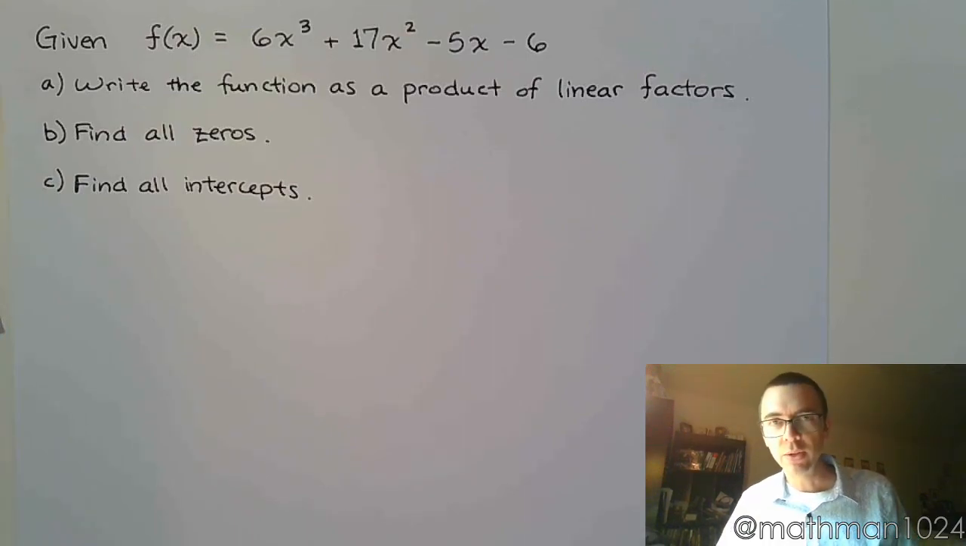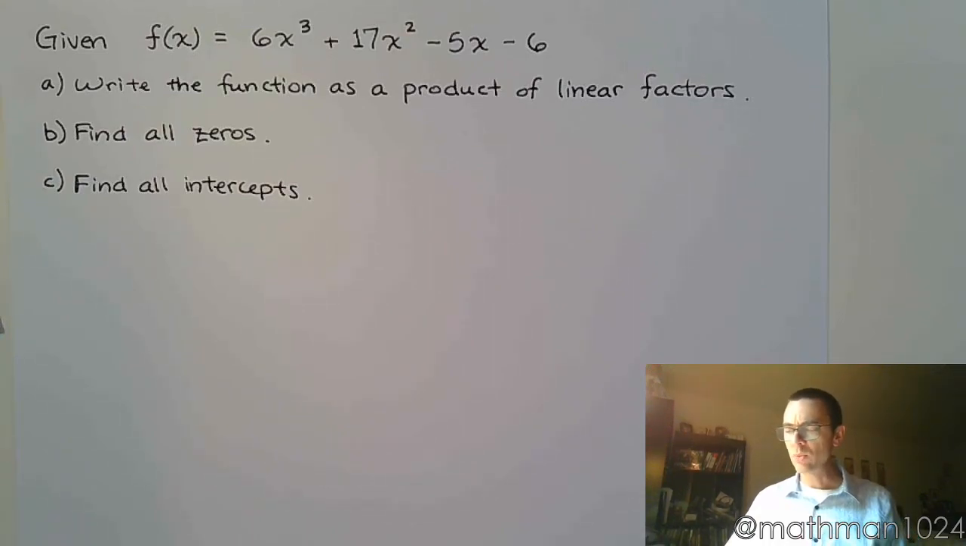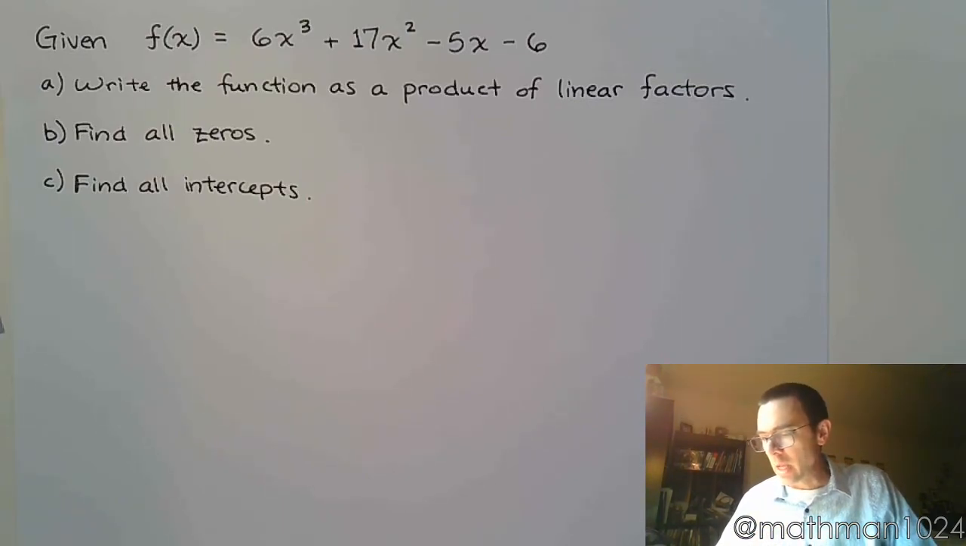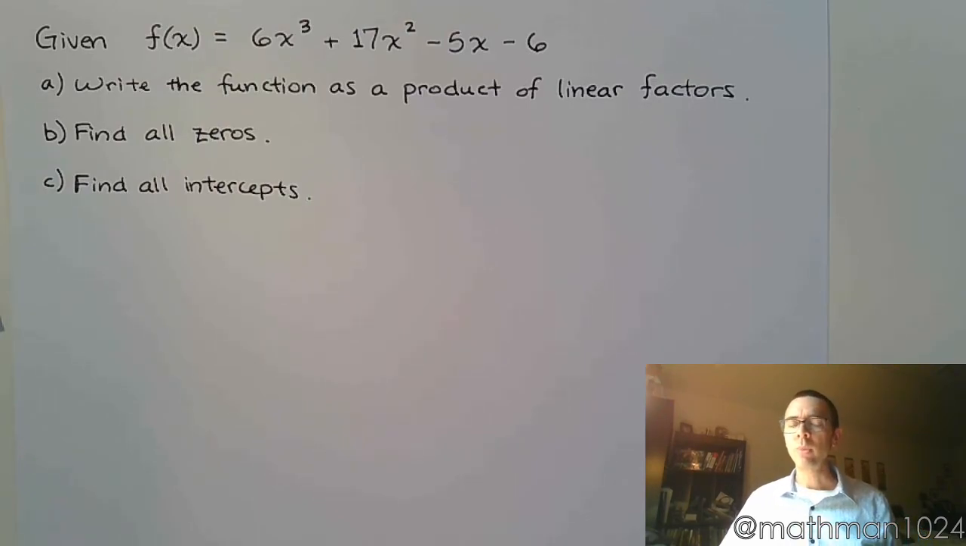In this video, we have another polynomial function, and we need to find all of the factors. We need to find all the zeros and all the intercepts. Unfortunately, we haven't been given anything. Like we weren't told what a zero was or what a factor was to get things rolling. So this is of degree 3.